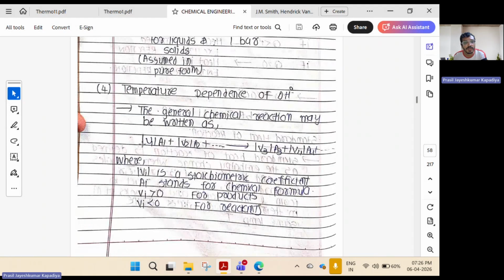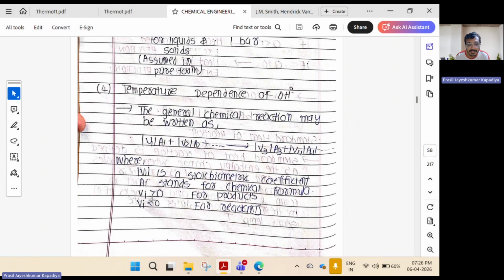Now let's say this kind of reaction: |v1|A1 plus |v2|A2, let's say there are n number of reactants, giving |v3|A3 plus |v4|A4 plus some other n number of products. So this |vi| is called the stoichiometric coefficient, and Ai is the chemical formula of the compound.